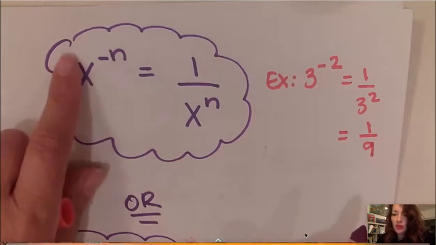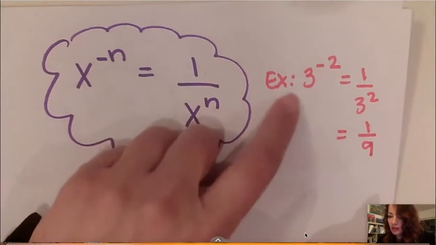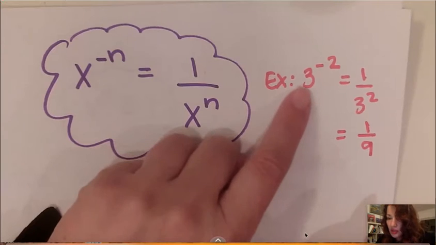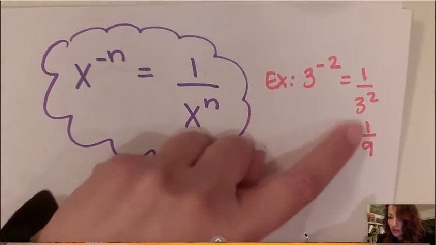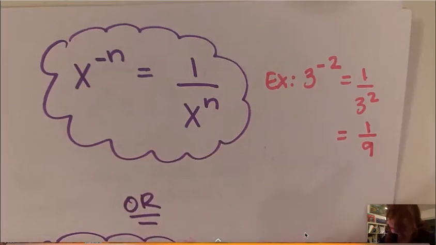So a negative exponent, be careful, does not mean that this number is negative. It just means that it is a very small number in this case, which is 1 over 9, a fraction.